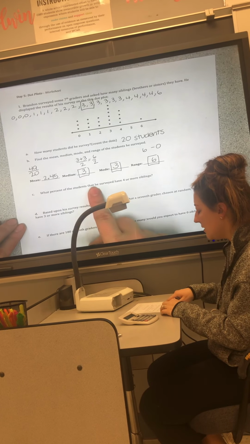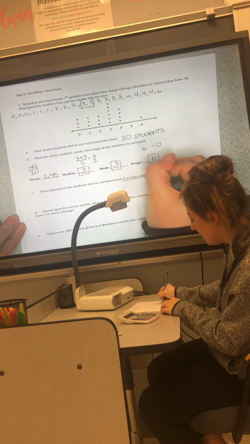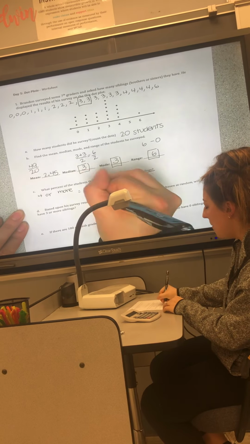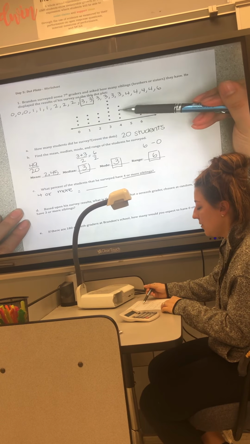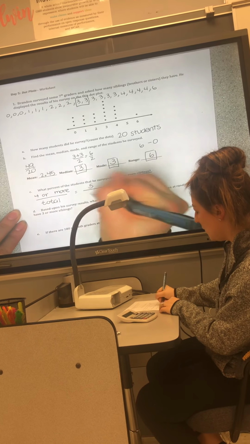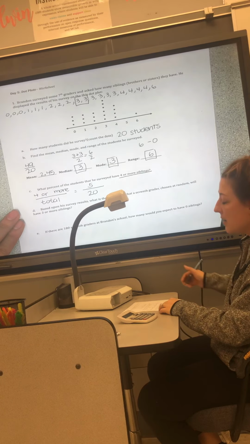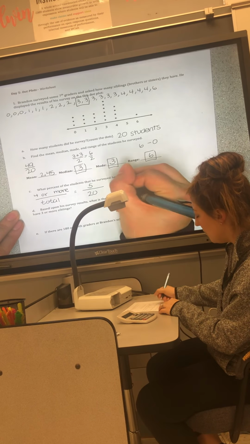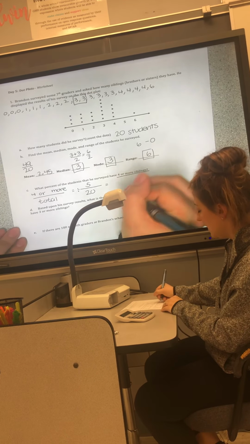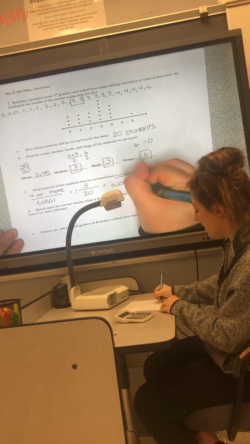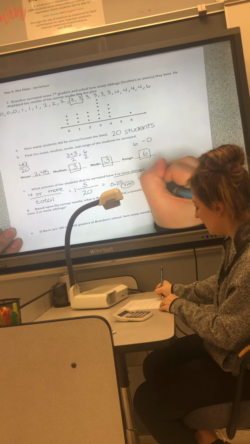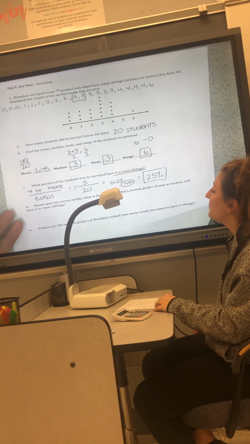So what percent of the students that he surveyed have 4 or more siblings? So the first thing I have to do is I have to figure out, well, how many students have 4 or more? 1, 2, 3, 4, 5. And I'm going to put that over the total number, which is 20. From there, I have to convert this to a percent. So remember, I do 5 divided by 20 to get 0.25. Then to convert that to a percent, I multiply by 100 to get that 25% of the students have 4 or more siblings.